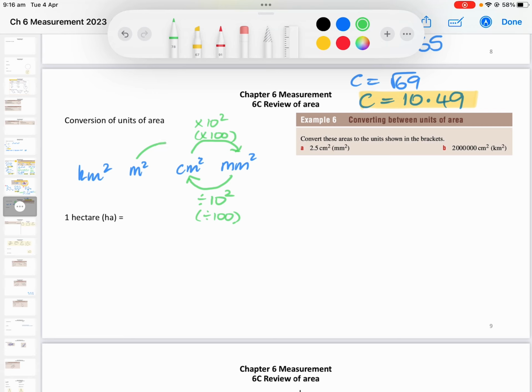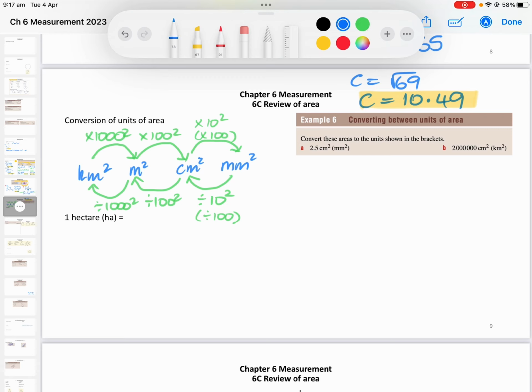Similarly, if we go from metres squared to centimetres squared, we know metres to centimetres is 100. So this time we times by 100 squared, or the other way, divide by 100 squared. And same up here, kilometres to metres, times by 1,000 squared, or divide by 1,000 squared. Remember, you'll always have your calculator for these, so whilst it might look a bit complicated, you can get your calculator to give you a hand.